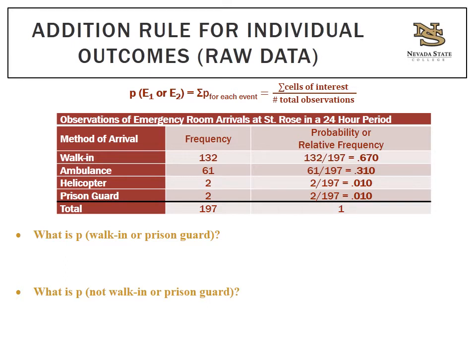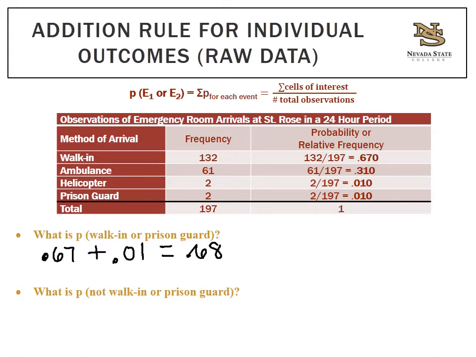Okay, so hopefully you gave that a try. It'll help you practice more than just watching me do it. So here we go, P of walk-in or prison guard. We're going to add the probabilities first. So the probability of a walk-in is 0.67, and the probability of prison guard is 0.01. Add those together, and you get 0.68.